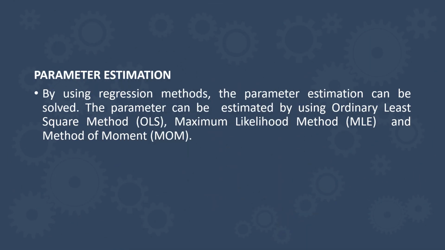And of course, another use of regression analysis is to estimate parameters that describe the relationship between variables. We can solve for these parameters by using several methods: the ordinary least squares method (OLS), the maximum likelihood method, and also the method of moments.